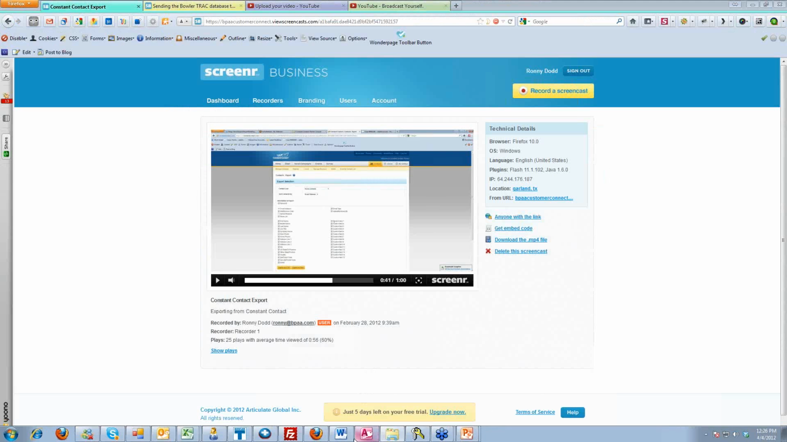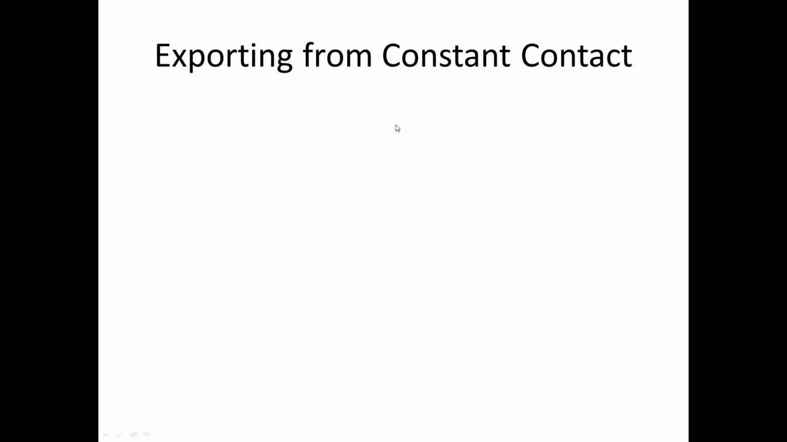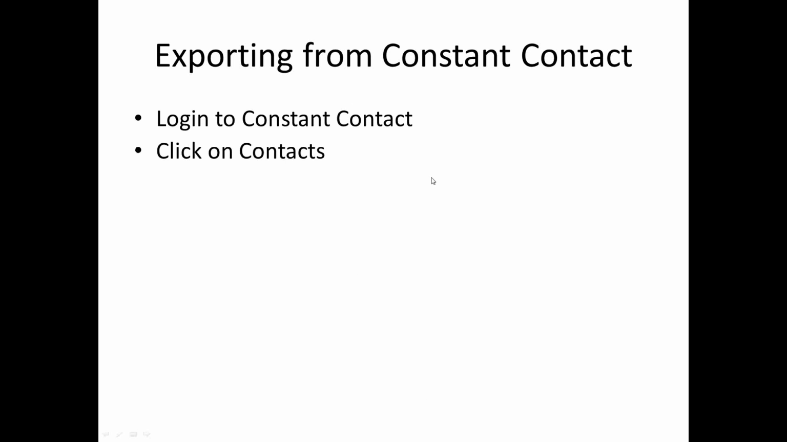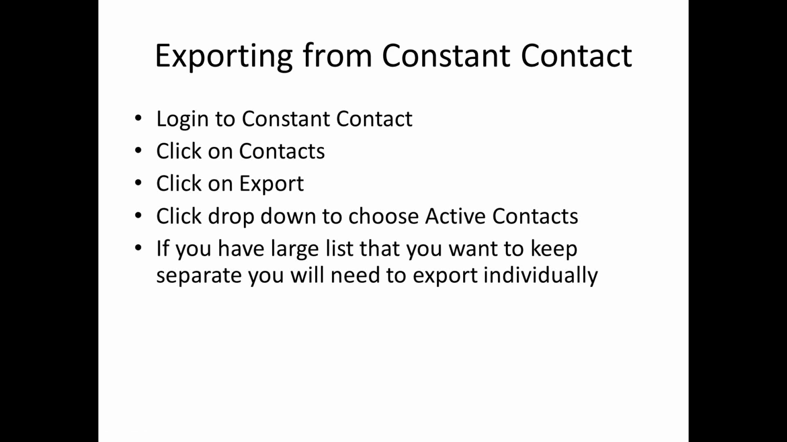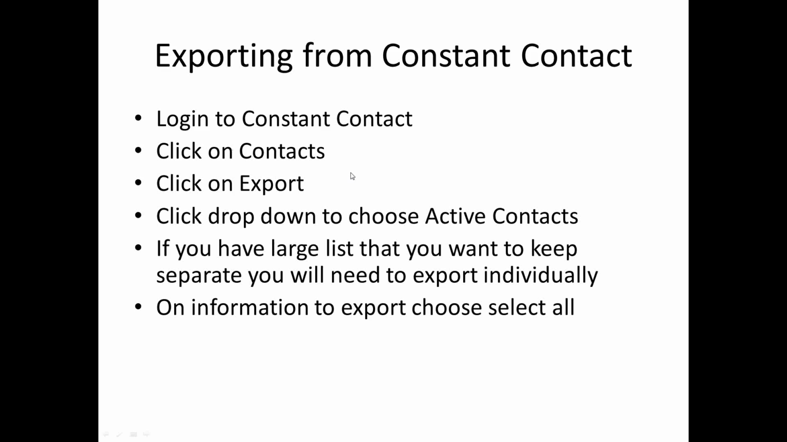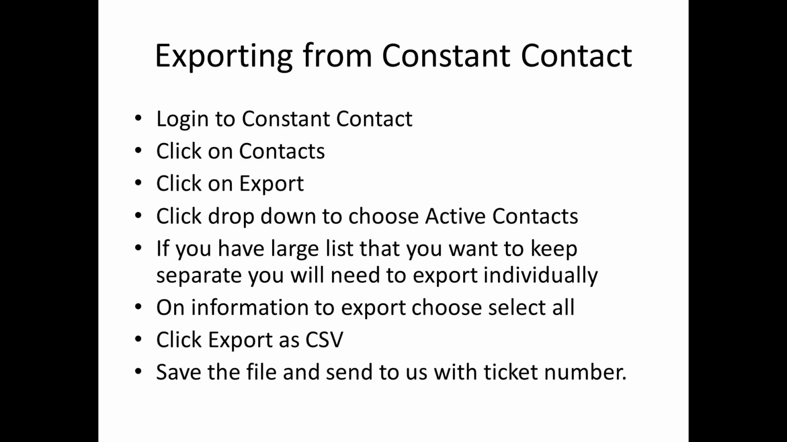So just to go over this with you, to export from Constant Contact, you're going to log into Constant Contact. You're going to click on Contacts. You're going to click on Export. You're going to click the drop-down to choose Active Contacts. And if you have a large list you want to keep separate, you'll need to export those individually. And then on the information to export, choose select all. You're going to click Export as a CSV, and then you're going to save that file, and send it to us with the ticket number.